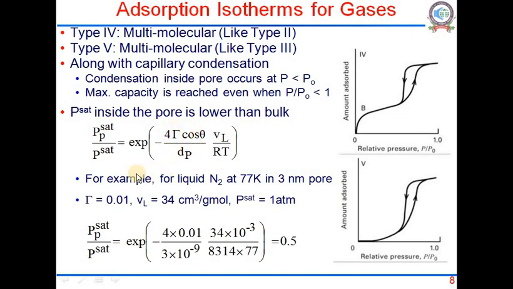So if you think about this for a liquid, let's say liquid nitrogen is at 77 Kelvin, 1 atmospheric pressure, that's the boiling point, so vapor pressure is 1 atmosphere. If you think in terms of a 3 nanometer pore, let's say surface tension is 0.01 Newton per meter, VL is 34 centimeter cube per gram mole, then you will find that Psat inside the pore divided by Psat is about 0.5. That means condensation at this particular temperature can occur even when pressure is about 0.5 of the vapor pressure.